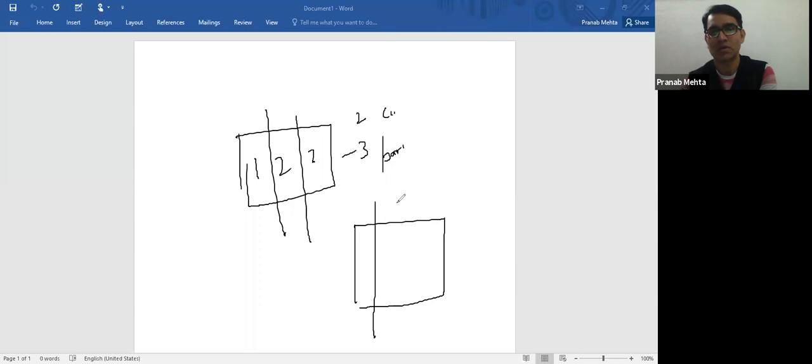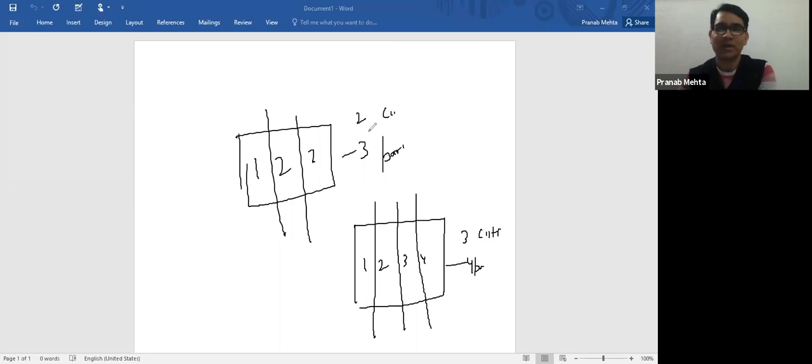One cut, two cuts, and three cuts. In total how many parts do I have? One, two, three, and four parts. So four parts. How many cuts? Three cuts. So basically what you learn from here is that the number of parts will be one more than the number of cuts.